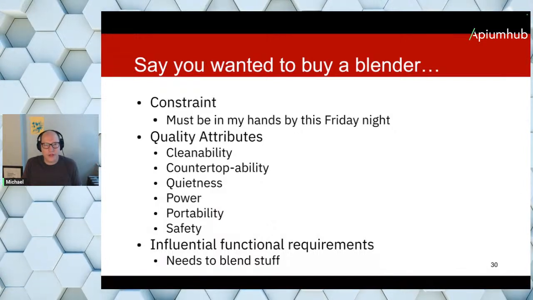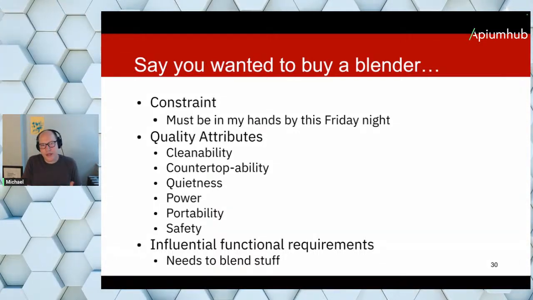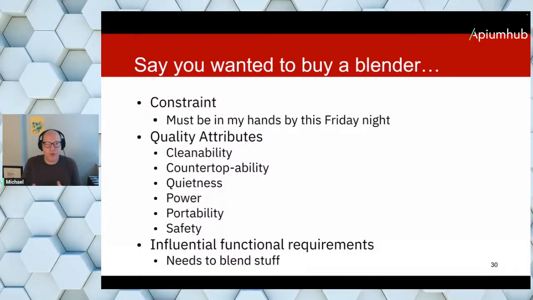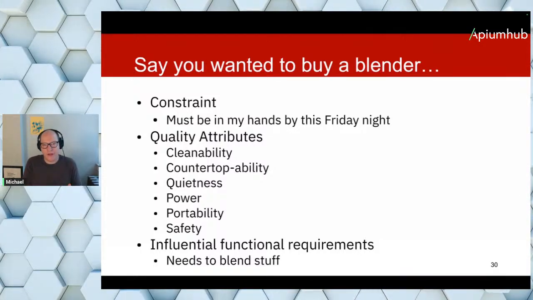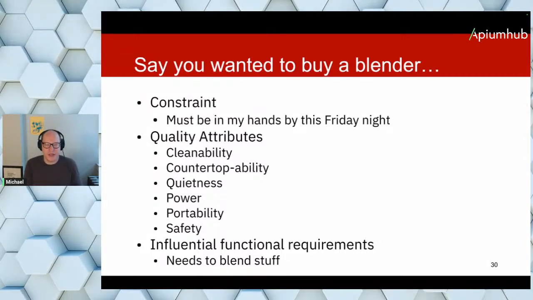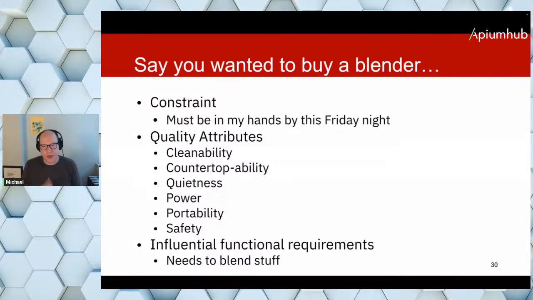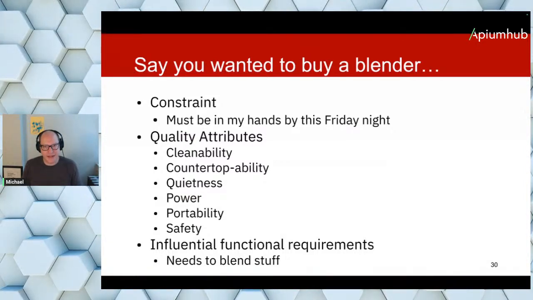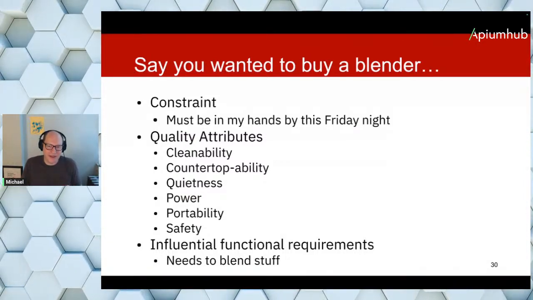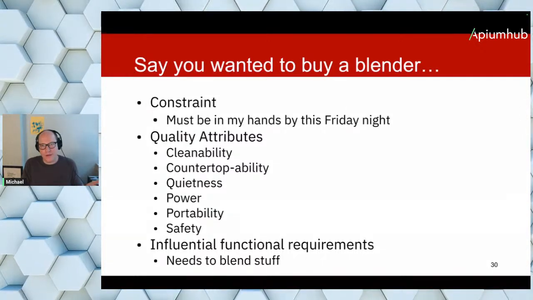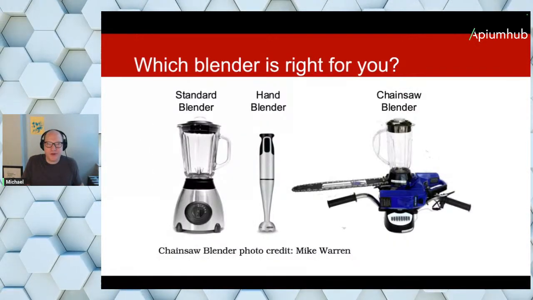You could look at some quality attributes like the cleanability, the countertopability, or maybe the portability of this thing, right? So how easily can it be cleaned? How easy is it to move around to take different places? And as a functional requirement, well, it's got to be able to mix, right? It's got to be able to blend, right? That's the only real functional requirement that it has. From these requirements, we can now look at different blender options that are out there, right?